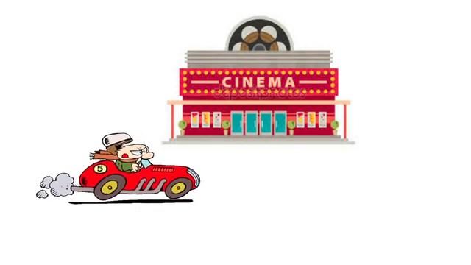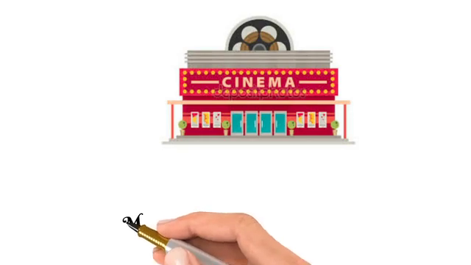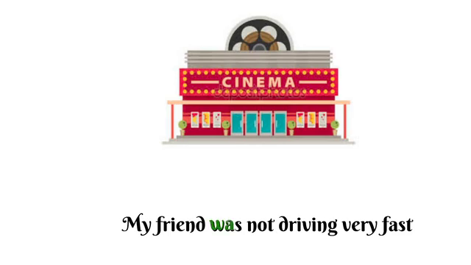In this example, was he driving fast yesterday? My friend was not driving very fast. So the negative form is was not driving or wasn't driving. So this is the negative form.